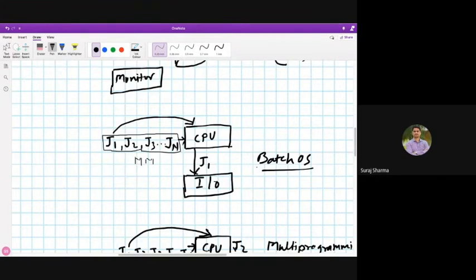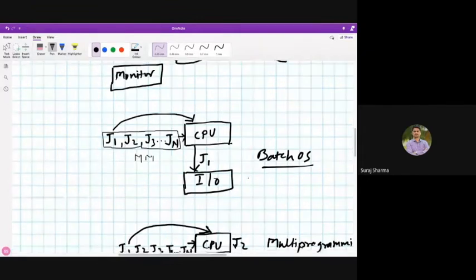So that's why this is not an interactive operating system, where even though the CPU is free, we cannot allocate another job. So the waiting time of the job is more here in the batch operating system.